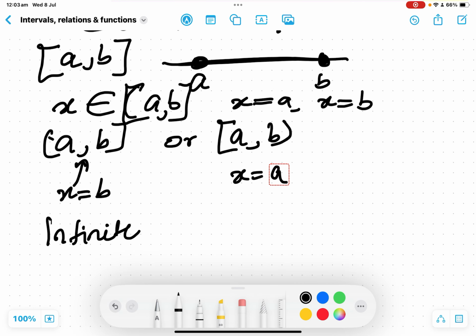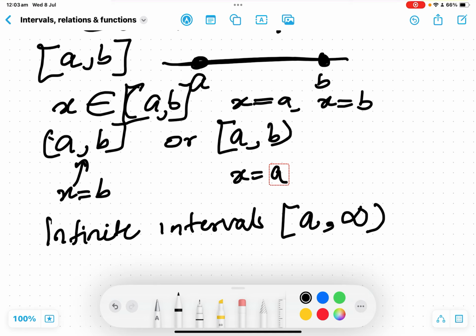Infinite intervals can be written as A, comma, infinity. With the infinity, we always use the round bracket. With A, it can be either a round bracket or a square bracket. So this particular interval says X can be either equal to A or any number that is greater than A.